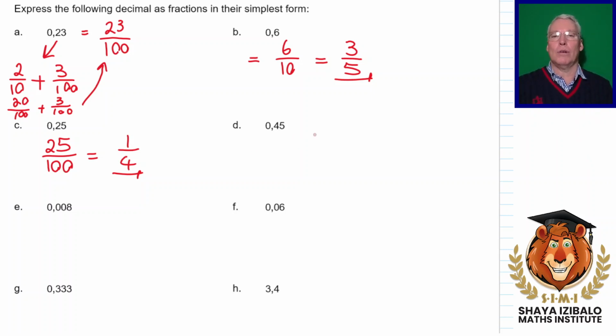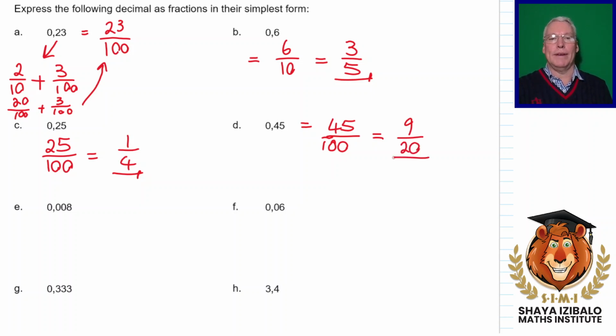This one is 0.45. It's 45 hundredths. Now 45 hundredths, what goes into 45 and 100? Well, definitely 5 does. 45 divided by 5 is 9. 100 divided by 5 is 20. That can't simplify any further.